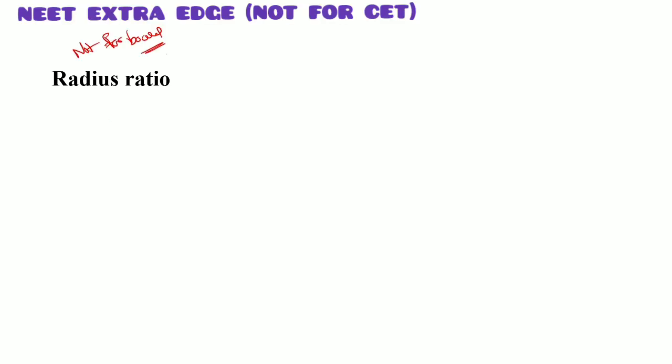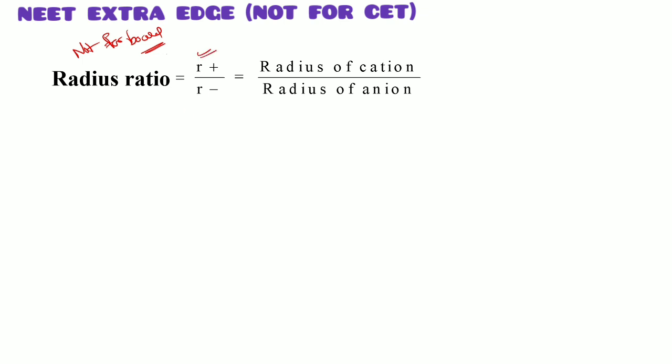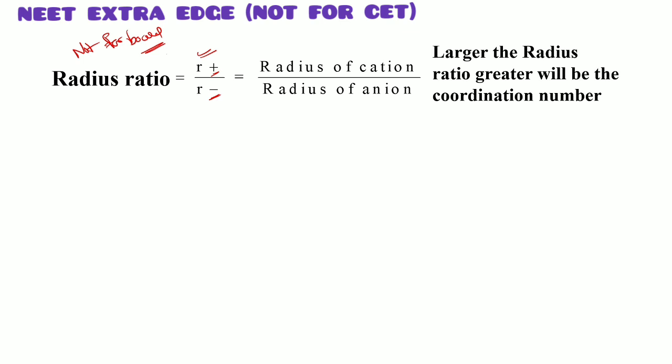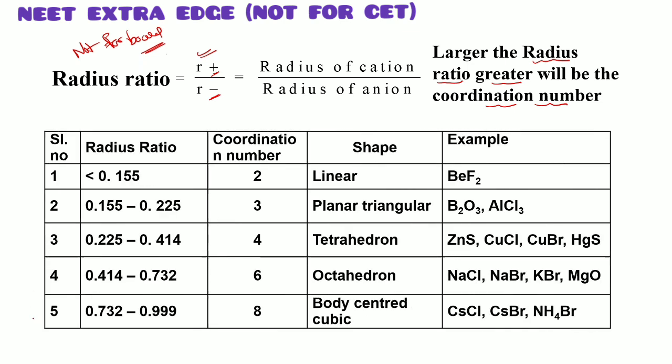Yes. Radius ratio we will discuss. Very important. What is radius ratio? Radius ratio is nothing but, remember, the radius of the cation, plus means cation, with the radius of the anion. In any case, remember, the larger the radius ratio, the greater is the coordination number. Now, this is the one table you have to remember. Very, very important.